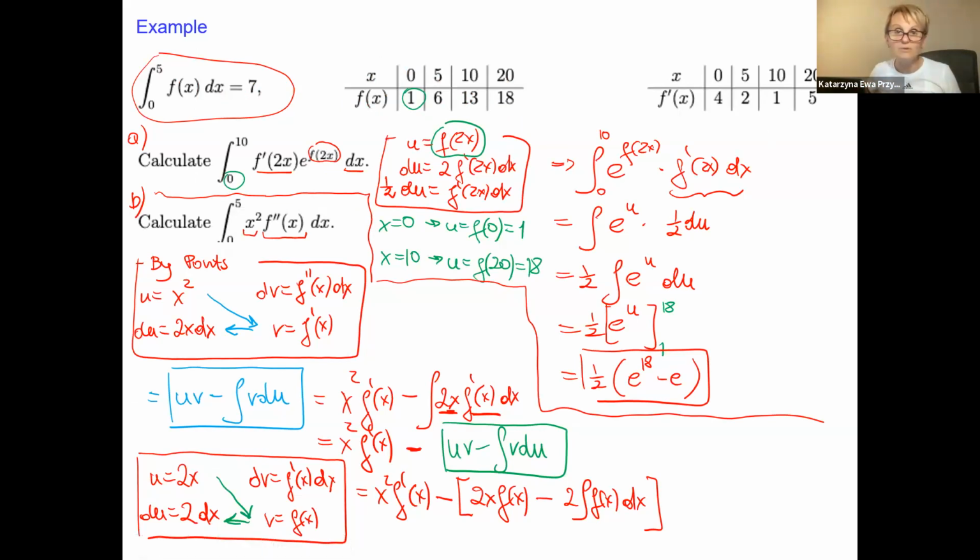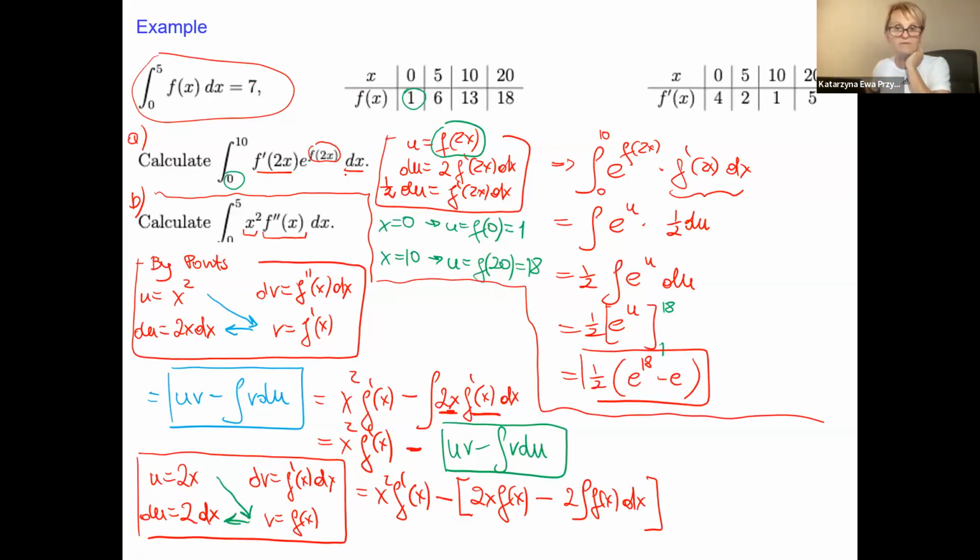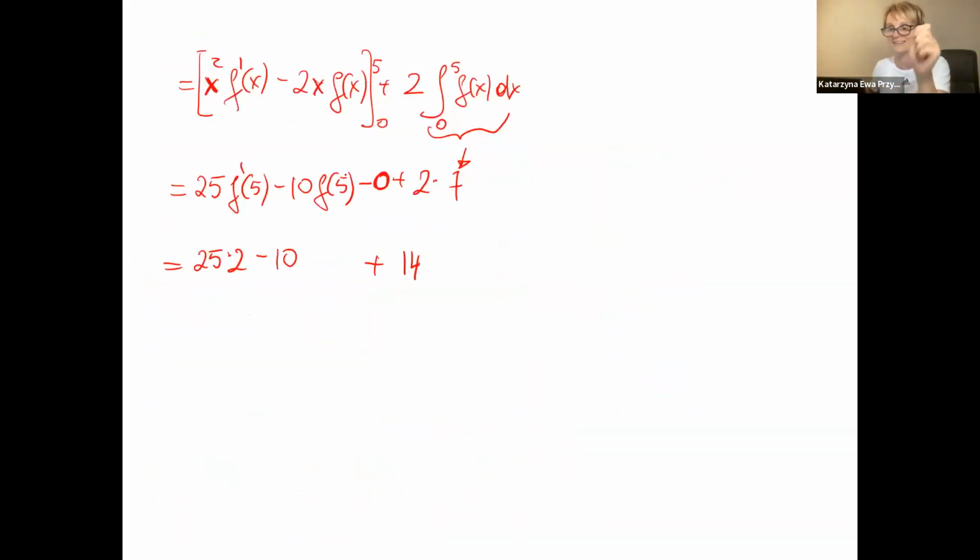Who can give me the value first? Yes, f prime at 5 is 2. And we need f at 5. f at 5 is 6. Yes, Nihal, you're really fast. And now 50 minus 60 plus 14. It is 4. Please check.